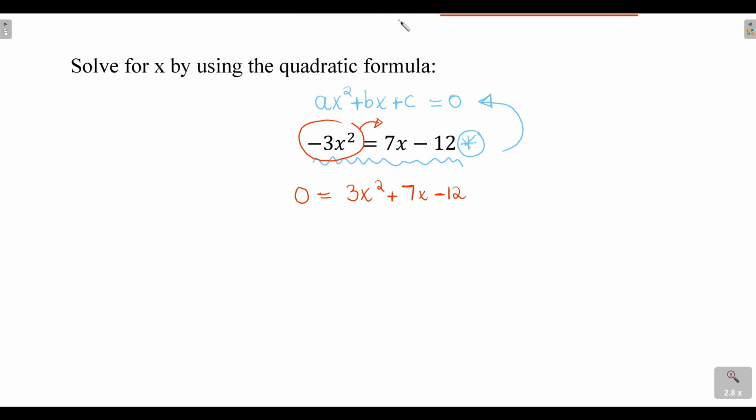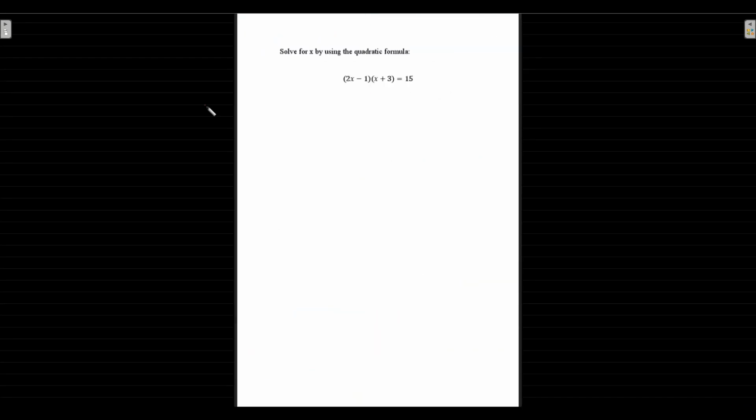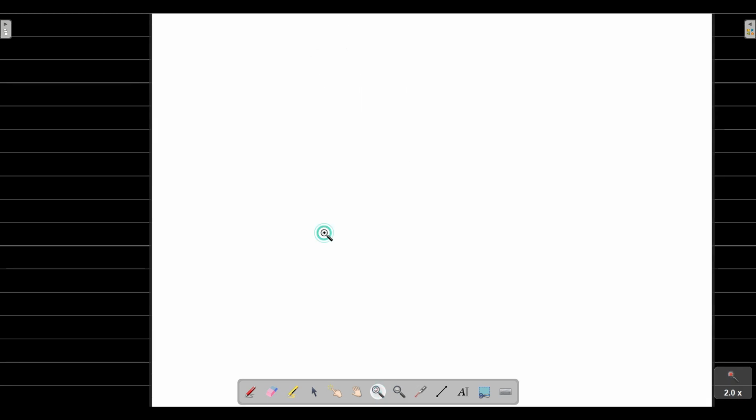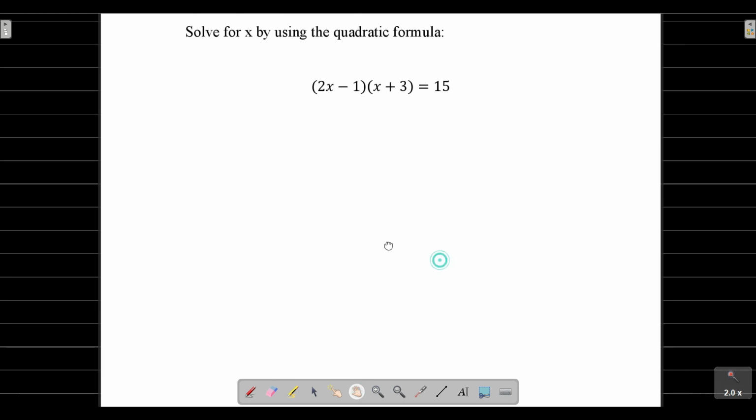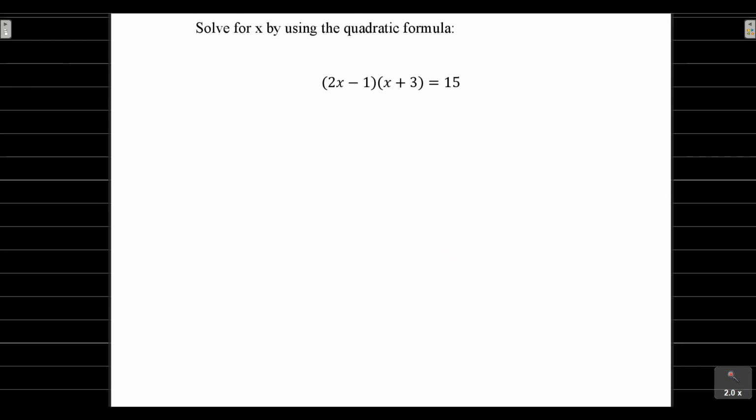Okay, so in the next video tutorial, guys, we are going to be solving another quadratic equation for x by using the quadratic formula. Try and do this for homework. Once you're done, watch the video tutorial and see if you were able to do this on your own.